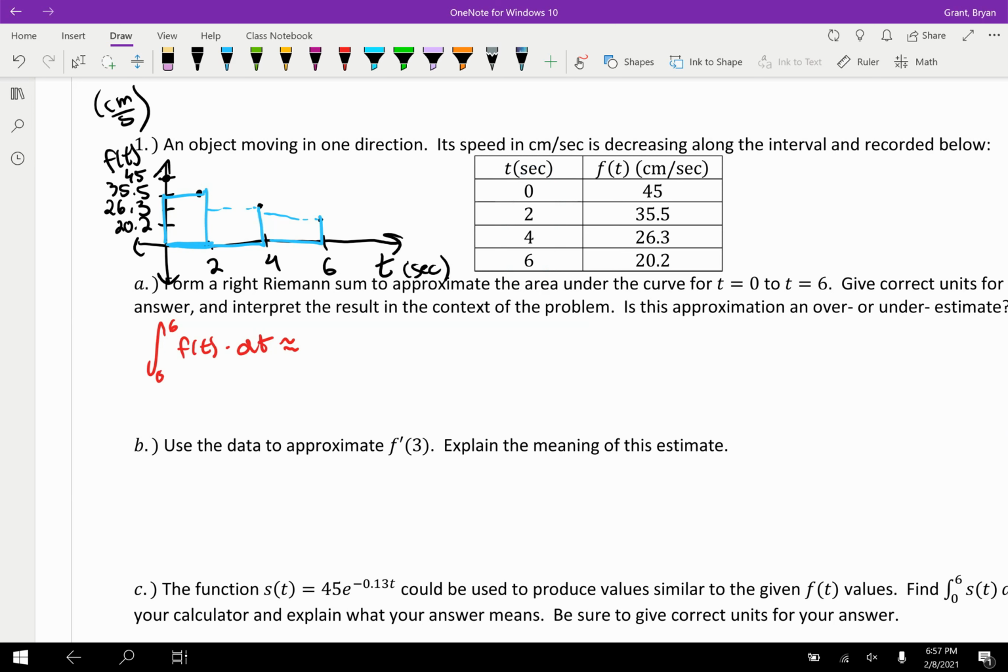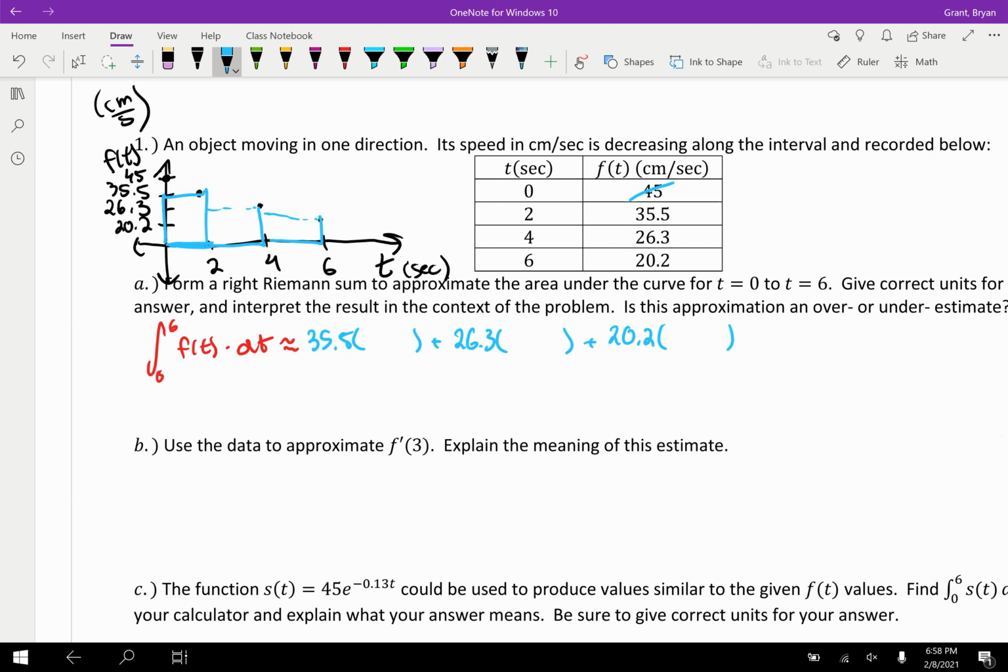And again, we could have done this without the graph. How would we do it? Well, we're doing a height, in this case, times a base, f of t times dt, and you can go the other order. The heights, though, are easy. There are 4 heights here, but because it's a right Riemann sum, we exclude the first one, and we're going to use the last one, the one that's on the right, even though it's at the bottom of the table. So my first height is 35.5 times something. My next height is 26.3 times something, and my last height is 20.2 times something.